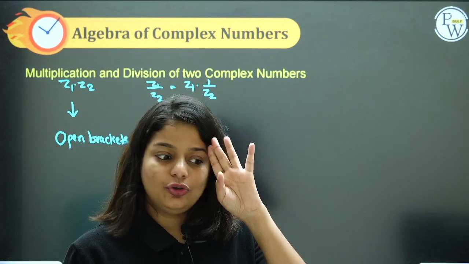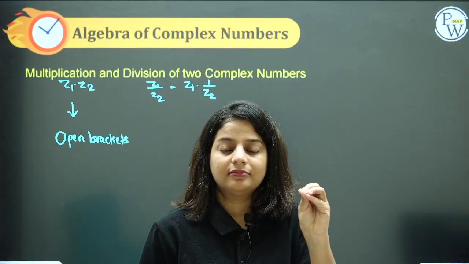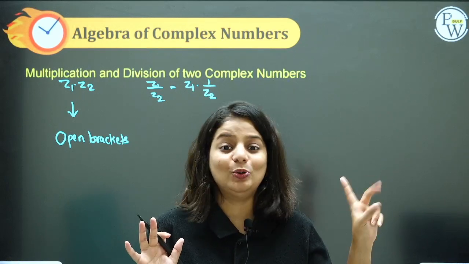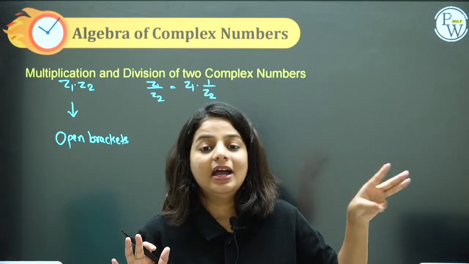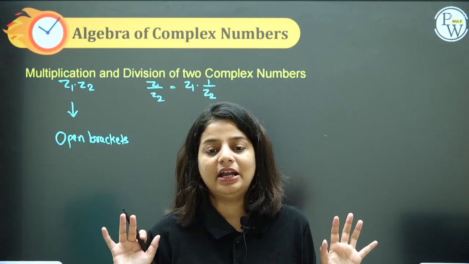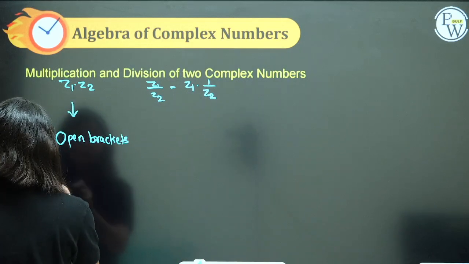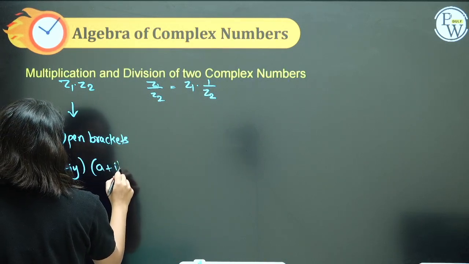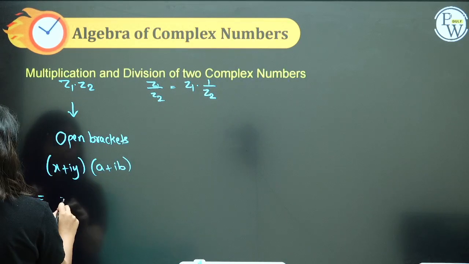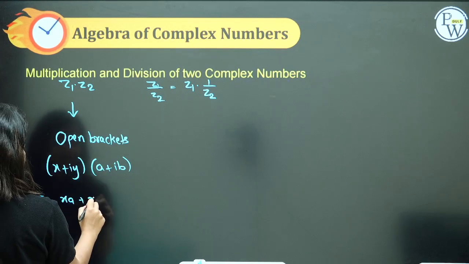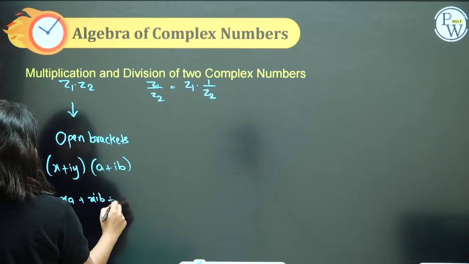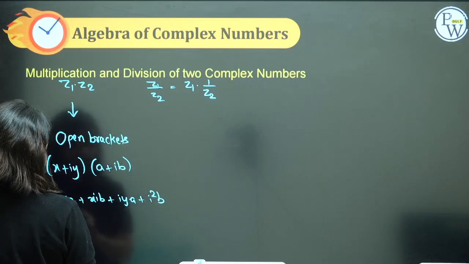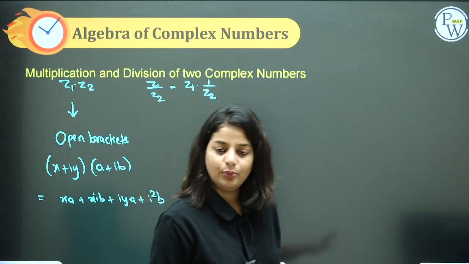In multiplication, you don't go for real with real and imaginary with imaginary. No, that doesn't happen in multiplication. Only addition, subtraction and equality. In multiplication, every term will be multiplied with every other term. Like if there is x plus iy and there is a plus ib, you will multiply x into a, then x into ib, then iy into a and iy into ib, that's i square b. Normal multiplication, the way we open brackets.